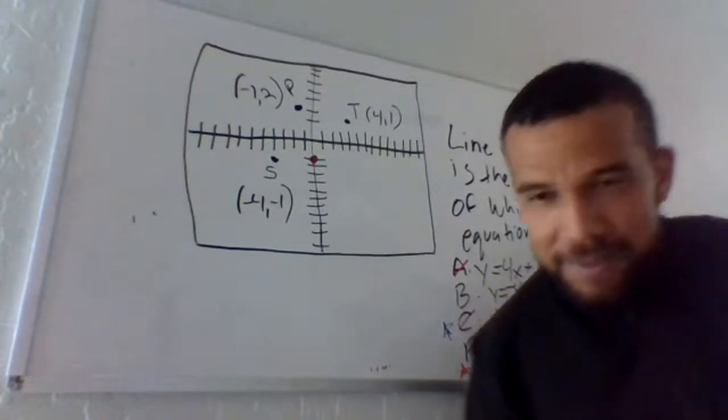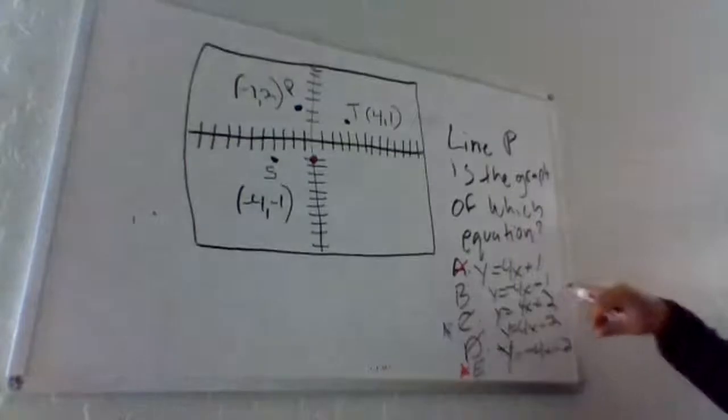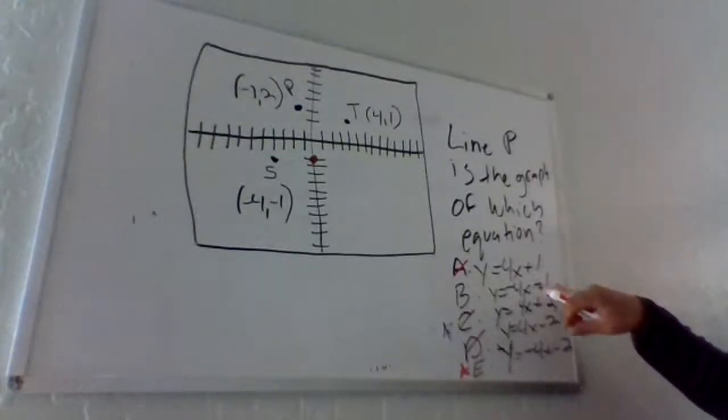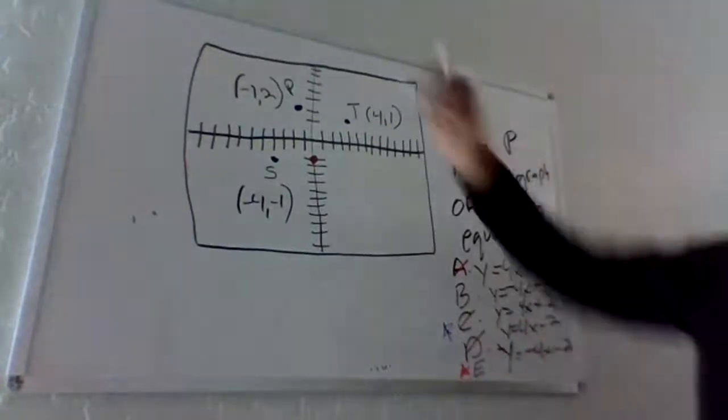So why do you start with the -1? Because that's where it crosses the Y, on the y-axis? Mm-hmm. On the y-axis, we're going to start at -1.